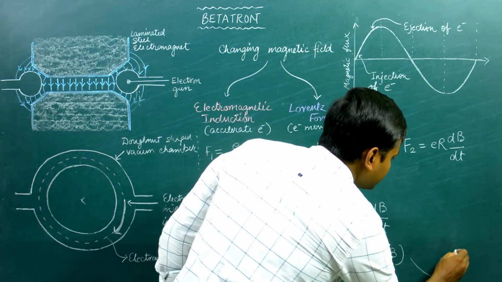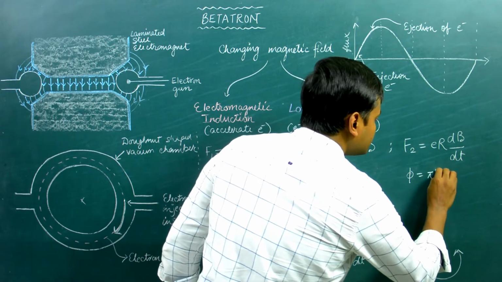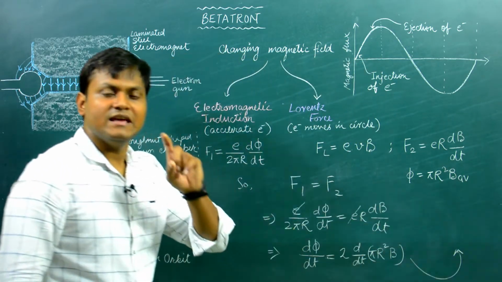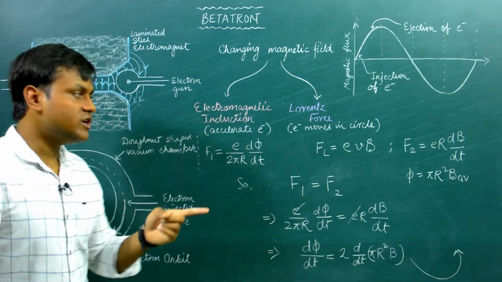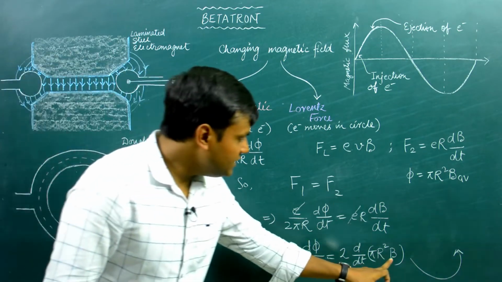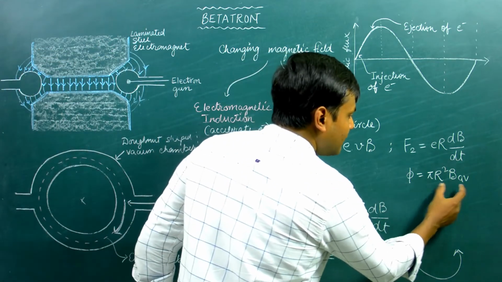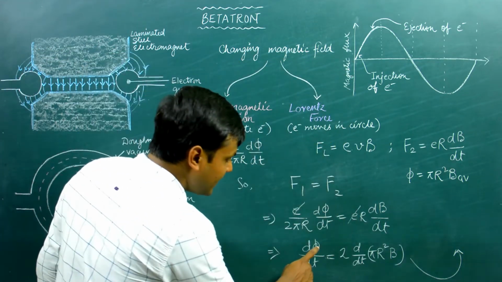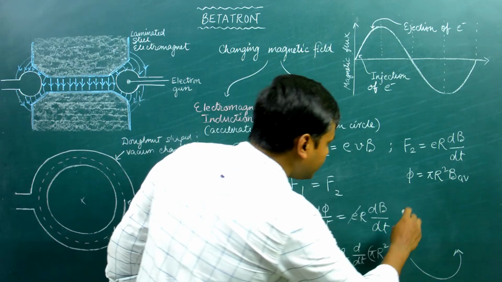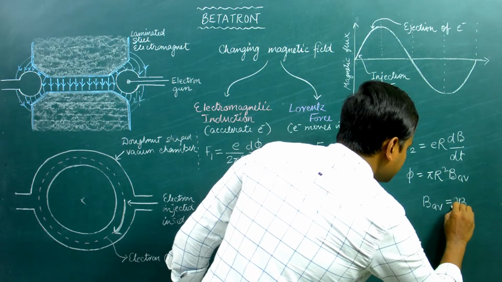So if I write this equation in a little bit different manner, phi can be written in this particular plane of motion as pi r square B average. B average represents the magnetic field associated with the flux, which is for the entire plane of motion, but B here represents the magnetic field in the orbit. So if I write phi is equal to area multiplied by the average magnetic field in the plane of motion, then if I substitute it here, I can take out the derivatives and come up with B average is equal to twice B.